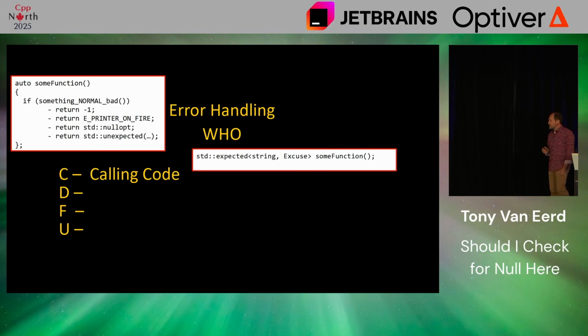Standard expected looks like that. Here's a string, and the excuse can be anything. The excuse can be a bigger struct than what you're actually trying to return. And expected is like variant. It's big enough to hold one or the other, right? And a flag saying which one it is. So then it forces you, the caller, to be like, oh, I get a standard expected back. And it doesn't quite force you. You could just go, I assume the thing is there, but like I told you, you should expect the string, but maybe not, right?